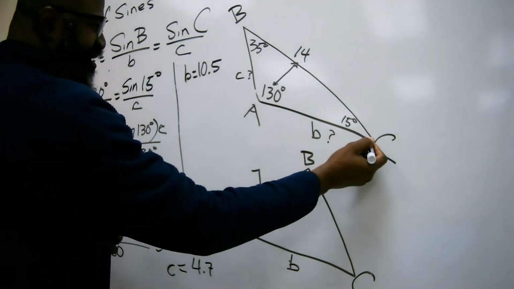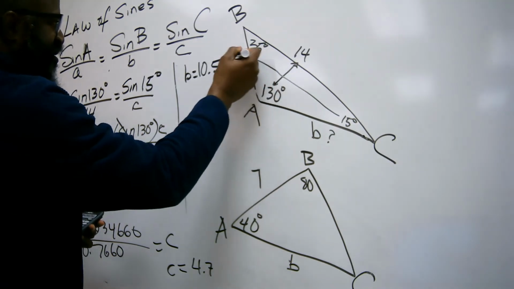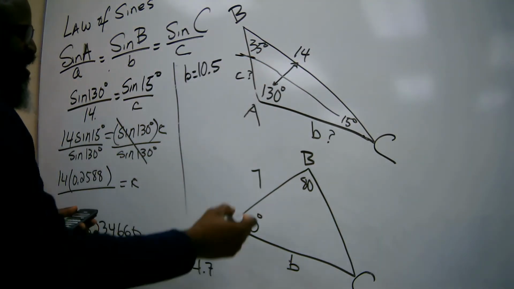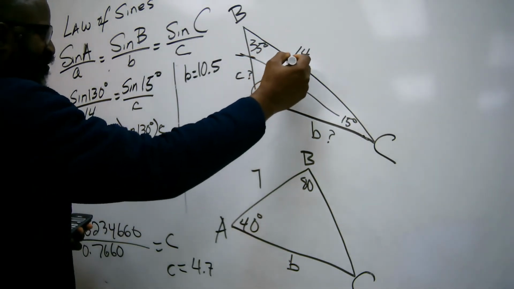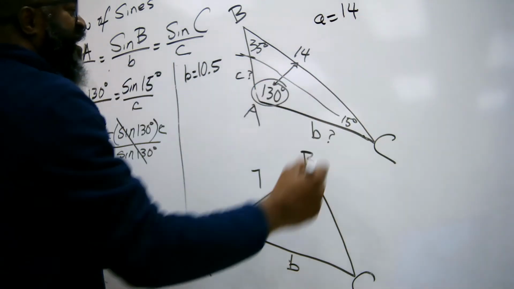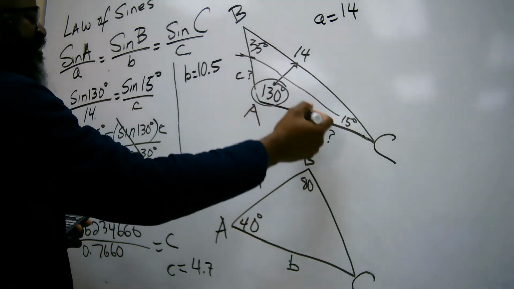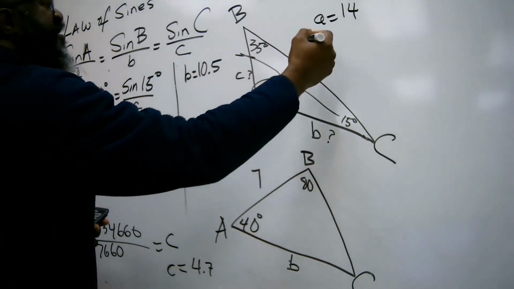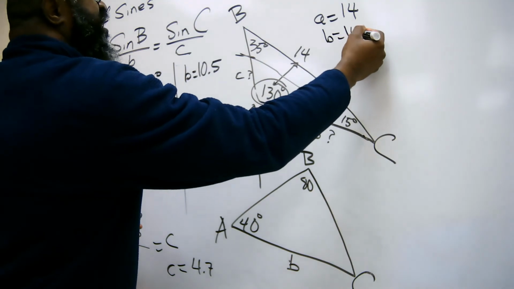Remember, the smaller the angle is, the smaller the side opposite to it. The largest angle was A, therefore side A is the longest side. The medium side is B, therefore B was 10.5.